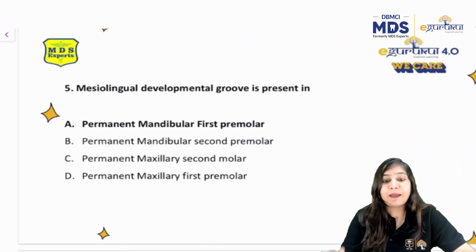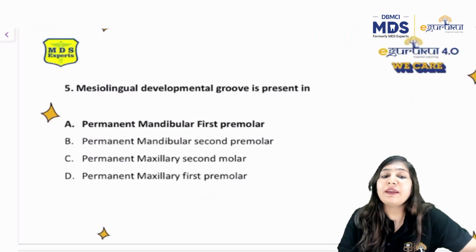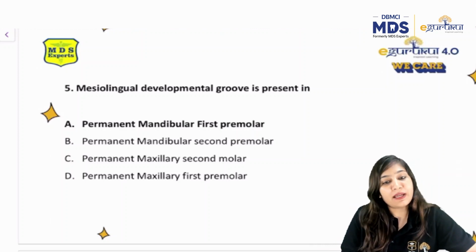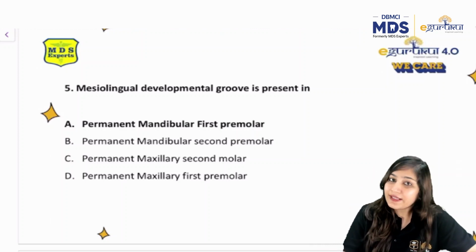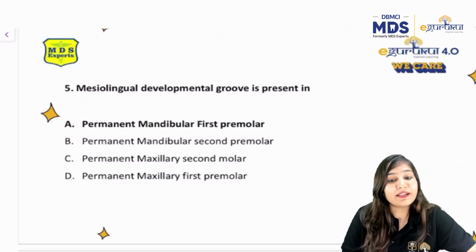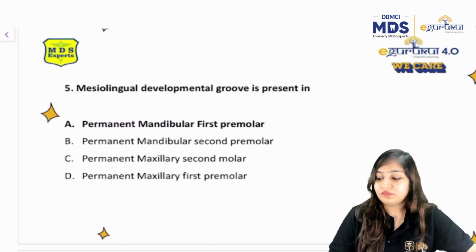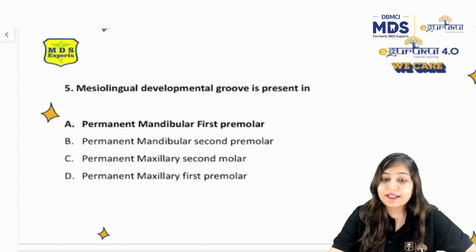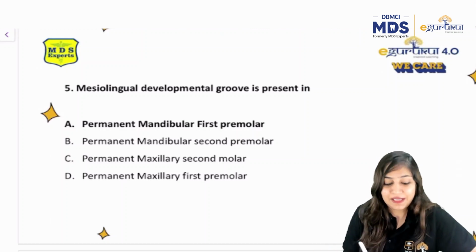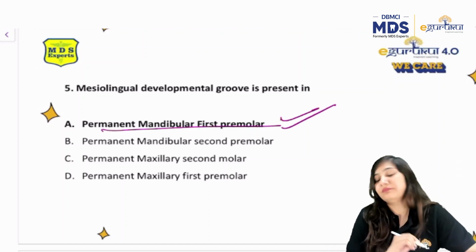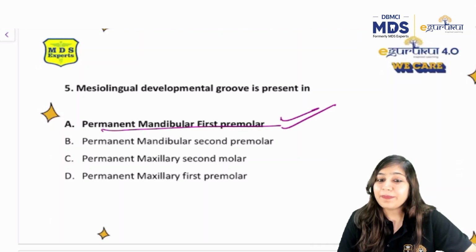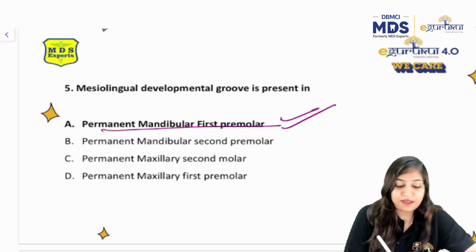Next question. Mesiolingual developmental groove is present in, is it permanent mandibular first premolar, permanent mandibular second premolar, permanent maxillary second premolar, or permanent maxillary first premolar? What is the correct answer here? Permanent mandibular first premolar is the correct answer.